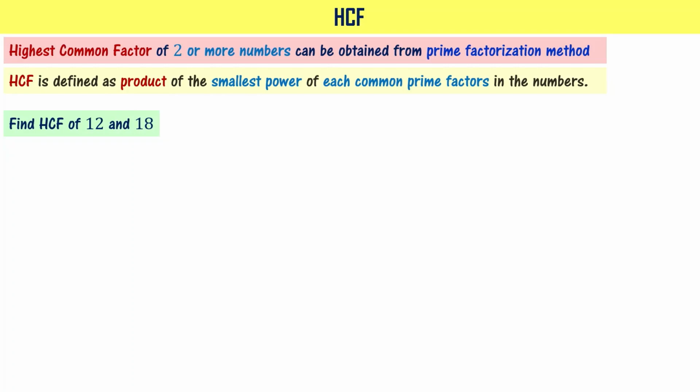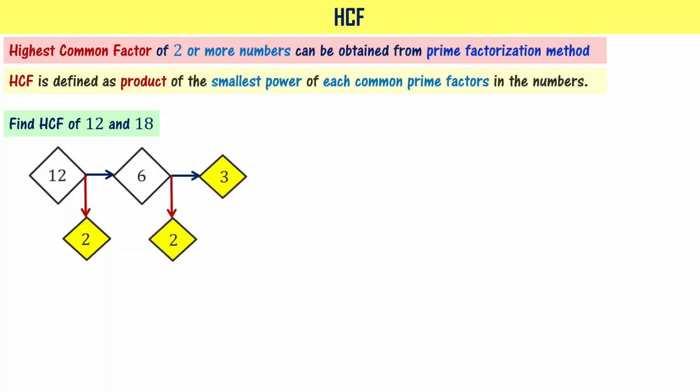Let's find the HCF of 12 and 18. 12 can be written as 2 times 6, where 2 is a prime number and 6 is a composite number. Now, the composite number 6 is further split and written as 2 times 3, where 2 and 3 are prime numbers. That's how you get the prime factorization for a given number. So 12 can now be written as the product of its prime factors, that is 2 times 2 times 3. That can also be written as 2 square times 3, right?